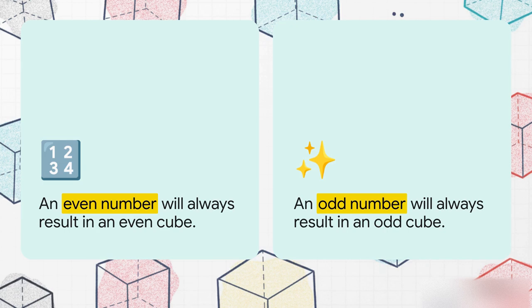So if you're ever on a test and asked if the cube of, say, 7,432 is odd or even, do not calculate it. Just look at the last digit. It's a 2, right? An even number. So the entire cube must be an even number.